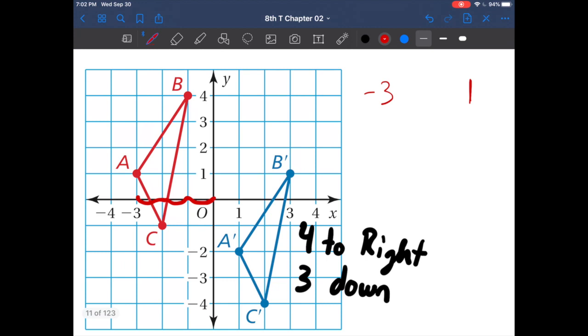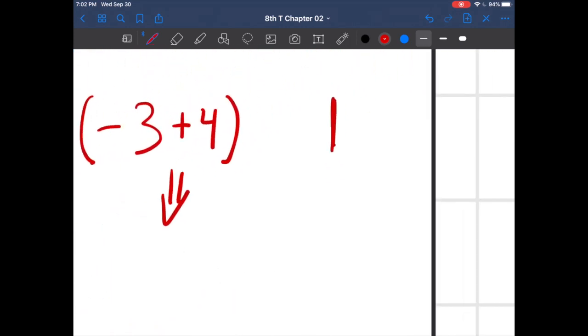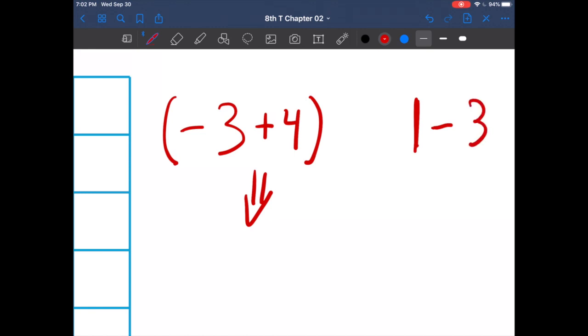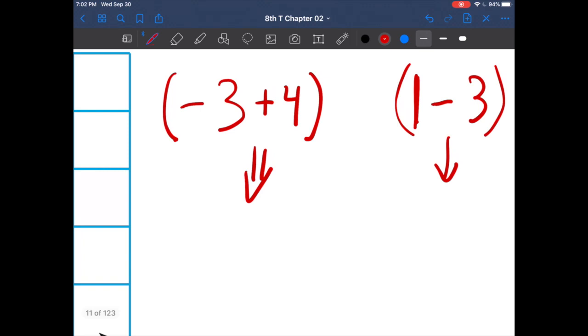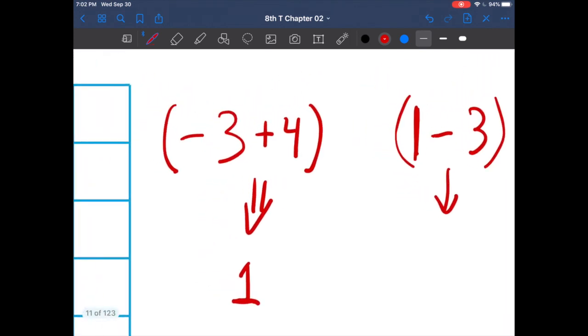All right, and then we said we went 4 to the right, so that means we're going to add 4 to this. We're going to get a new point. And then we went 3 down, so that means we're going to subtract 3, and we're going to get a new point. So if we do -3 and +4, well, different signs, so we subtract. 4 minus 3 is 1. We have more positives than negatives, so the answer is 1. And then over here, we do 1 minus 3. We have more negatives. That would give us -2. So your new A prime should technically be 1, -2.